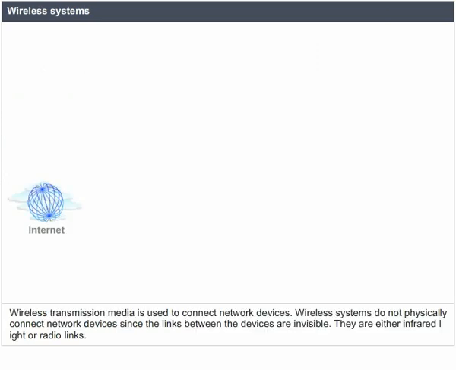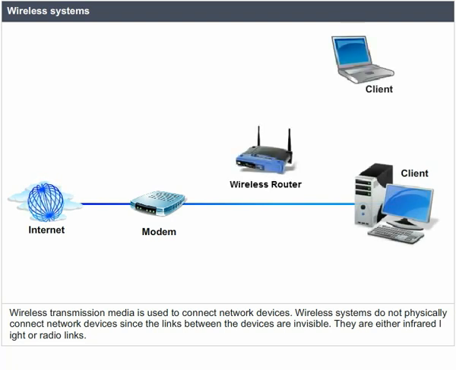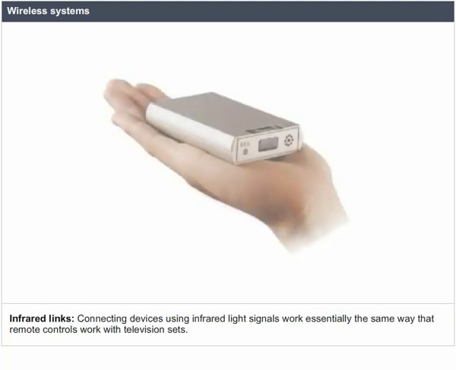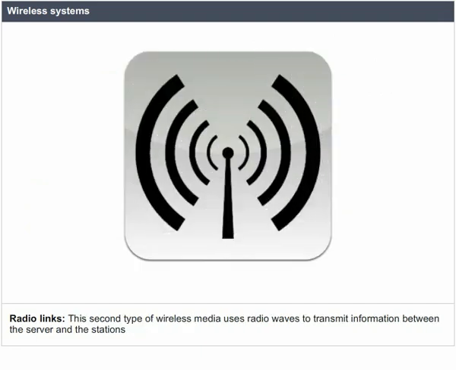Wireless systems. Wireless transmission media is used to connect network devices. Wireless systems do not physically connect network devices since the links between the devices are invisible. They are either infrared light or radio links. Infrared links: connecting devices using infrared light signals works essentially the same way that remote controls work with television sets. Radio links: this second type of wireless media uses radio waves to transmit information between the server and the stations.